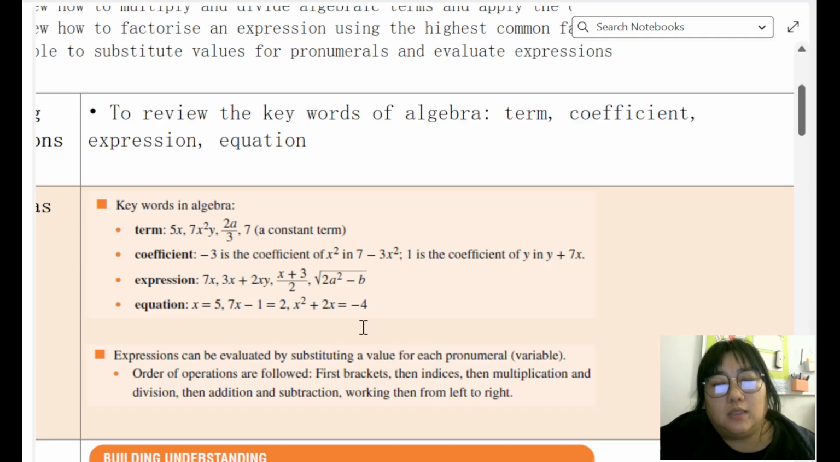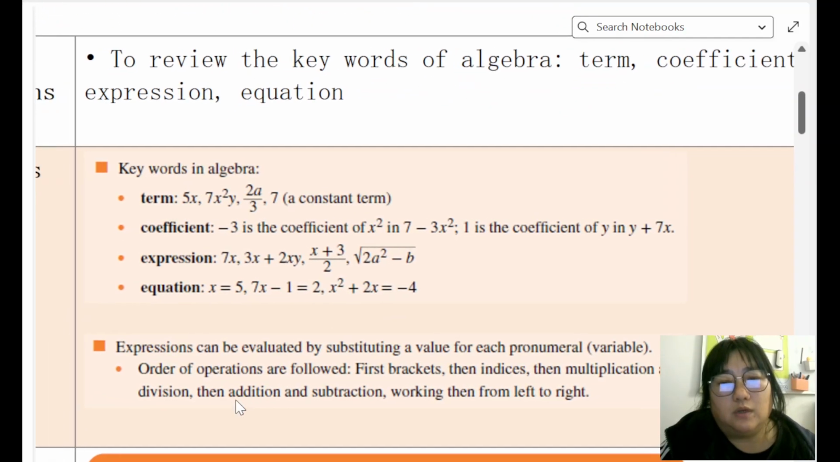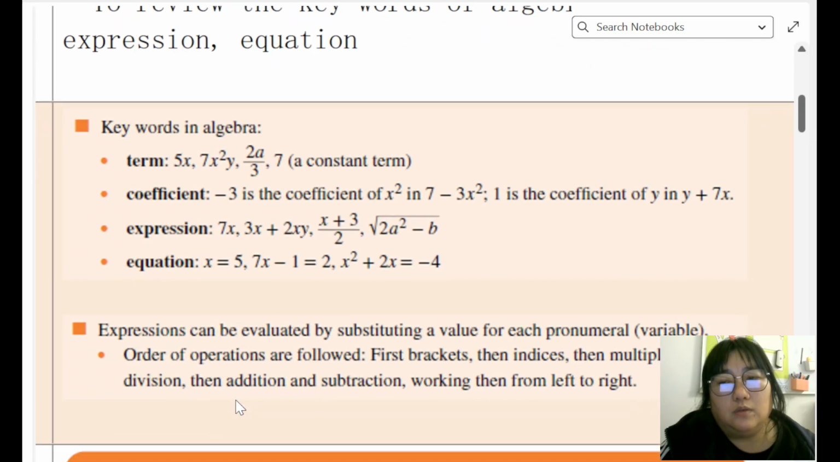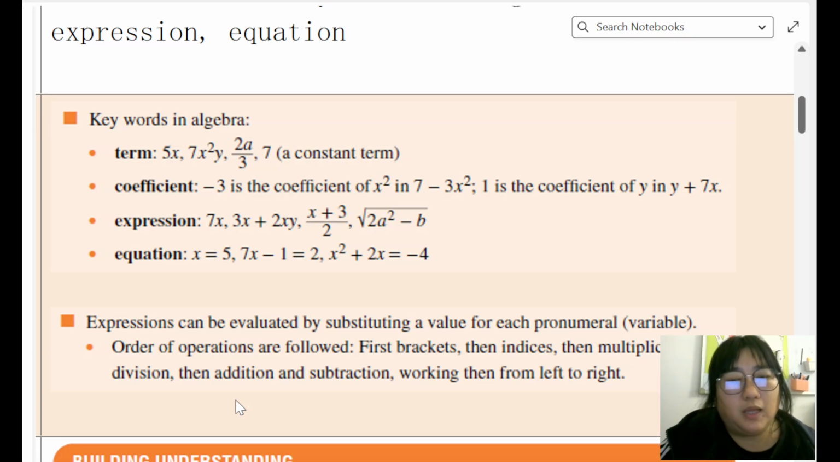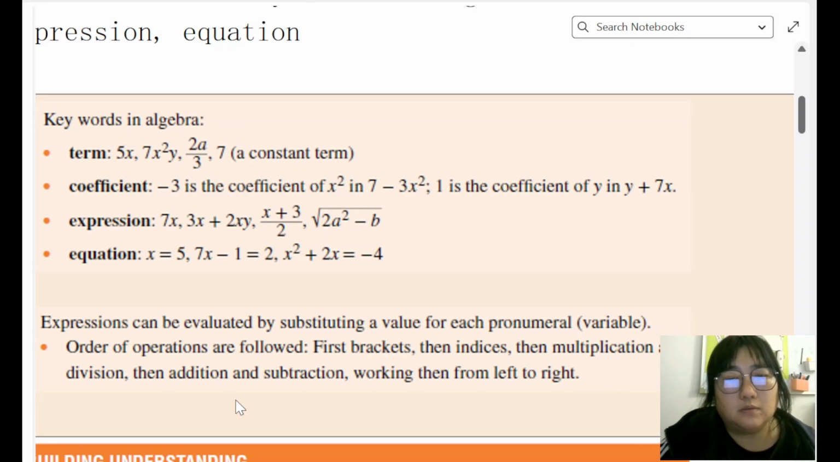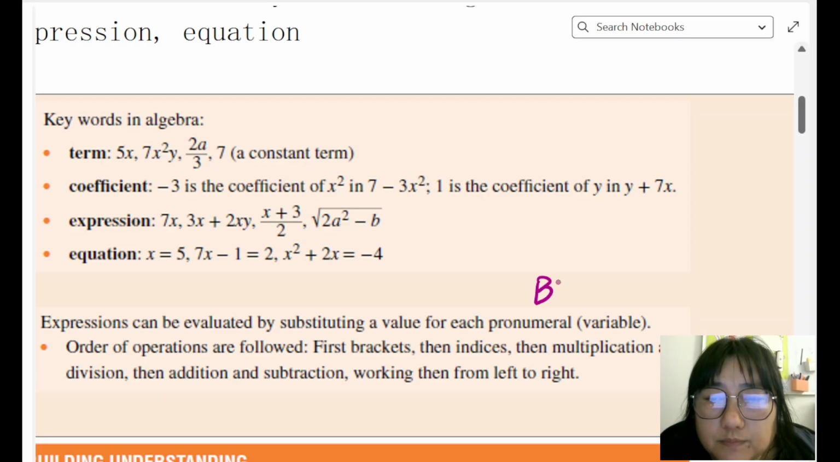And you can see here from the Cambridge, we also have very similar keynotes, and they're also talking about the order of operations. With order of operations, we're always talking about BIDMAS or BEDMAS, okay? Oh, BODMAS.